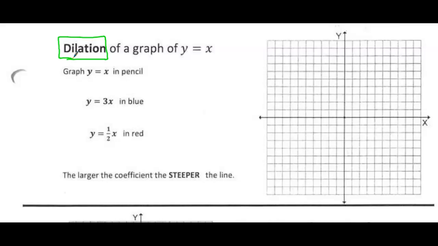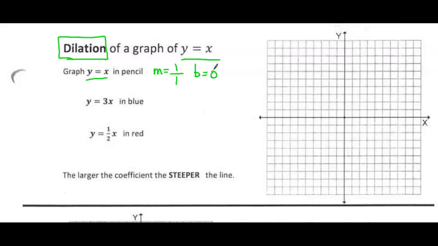Now back in September, we did y equals x, how to graph that. And that's right here. So we're going to start there. The slope of y equals x is 1. But remember, we have to write that as a fraction. It's 1 over 1 because that's y equals 1x. And our y-intercept is 0.